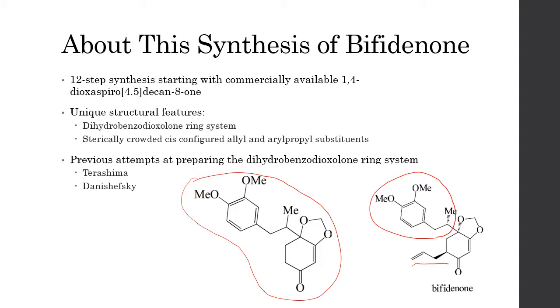There have also been previous attempts at the synthesis of bifidenone, but they were always halted at the preparation of the dihydrobenzodioxolone ring system. Terashima and his team used paraformaldehyde and catalytic D-camphorsulfonic acid in cyclohexane to try to generate the ring system, while Danishefsky and his team tried a photo-induced rearrangement using UV irradiation, but both of these methods fell short of producing this dihydrobenzodioxolone ring system.